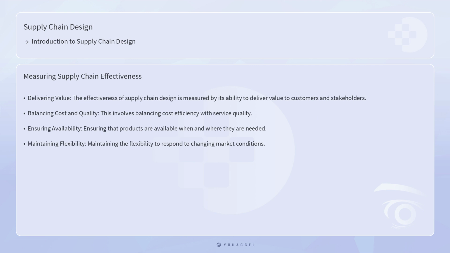Ultimately, the effectiveness of supply chain design is measured by its ability to deliver value to customers and stakeholders. This involves balancing cost efficiency with service quality, ensuring that products are available when and where they are needed, and maintaining the flexibility to respond to changing market conditions. By integrating strategic goals with operational capabilities, companies can design supply chains that not only meet current needs, but also position them for future growth and success.